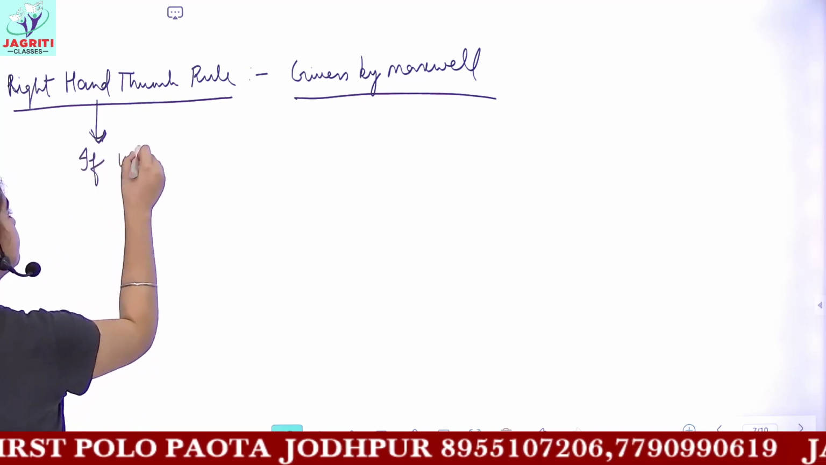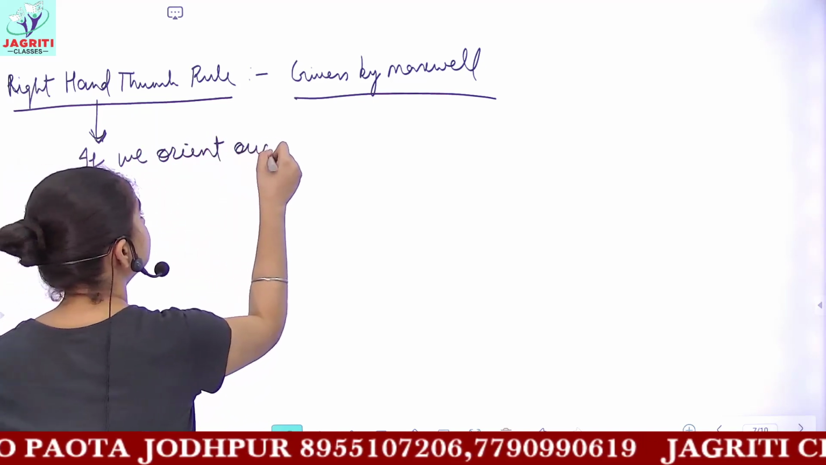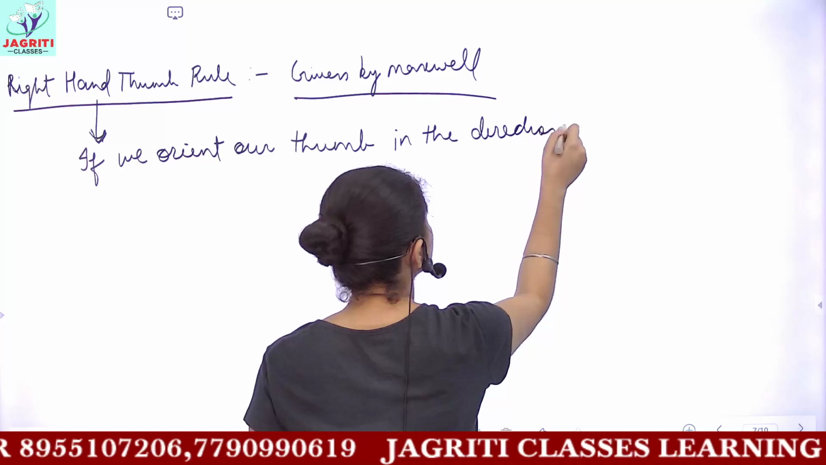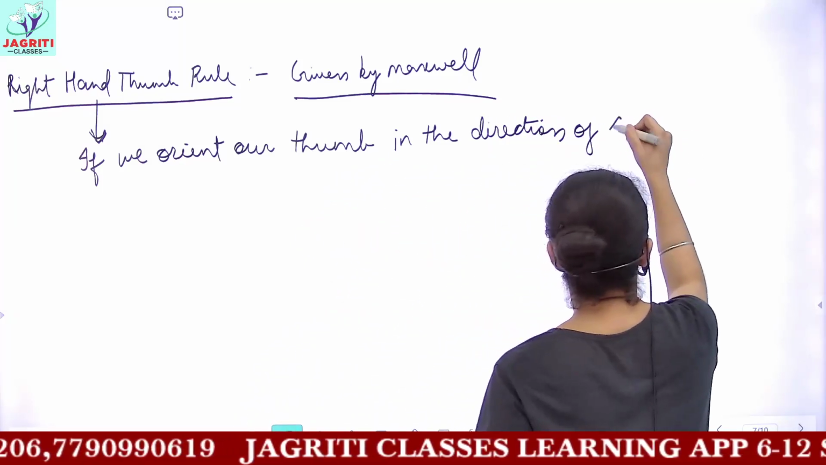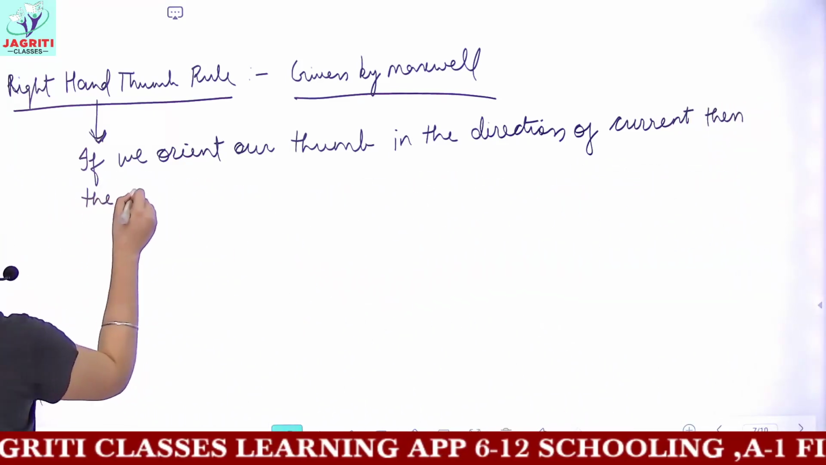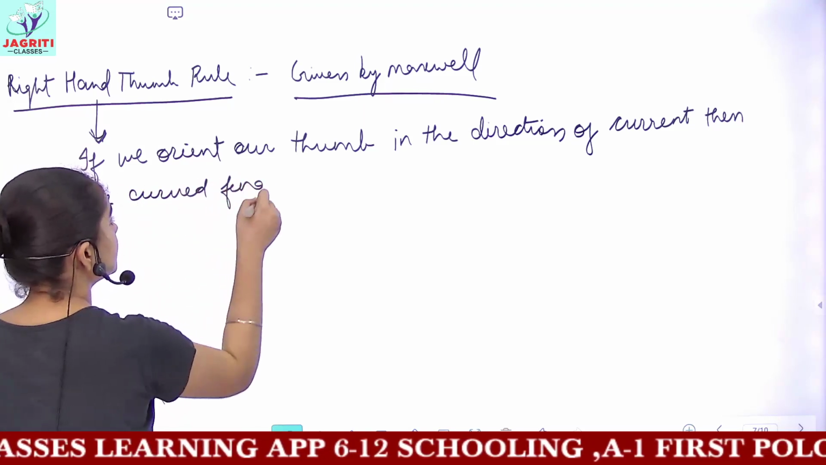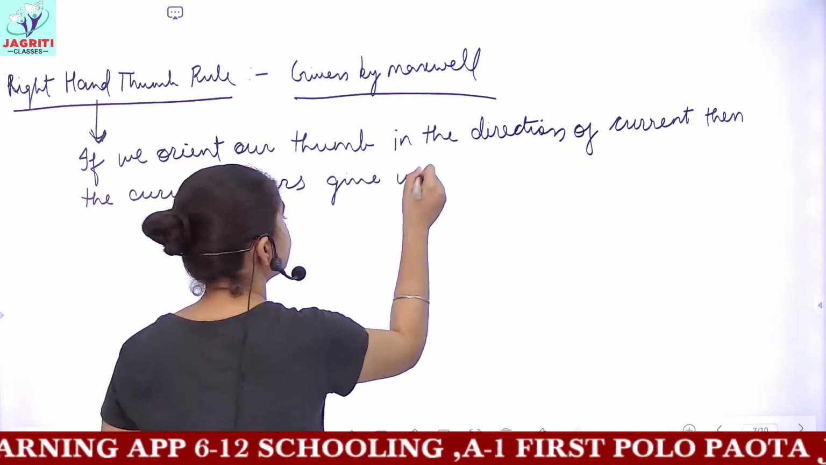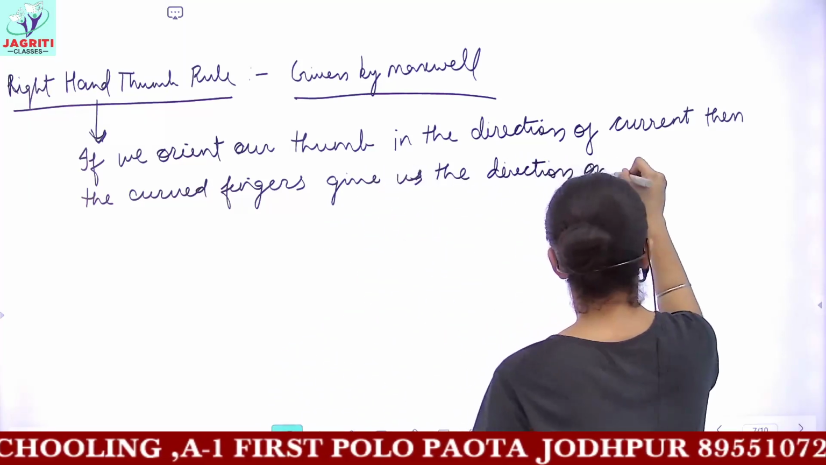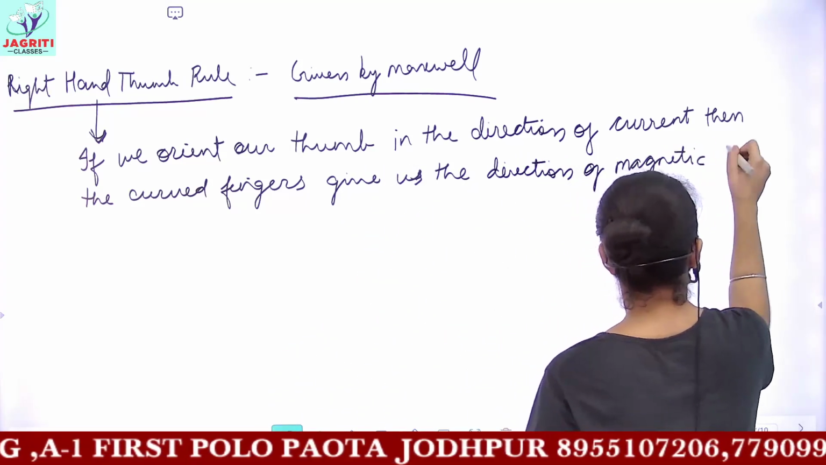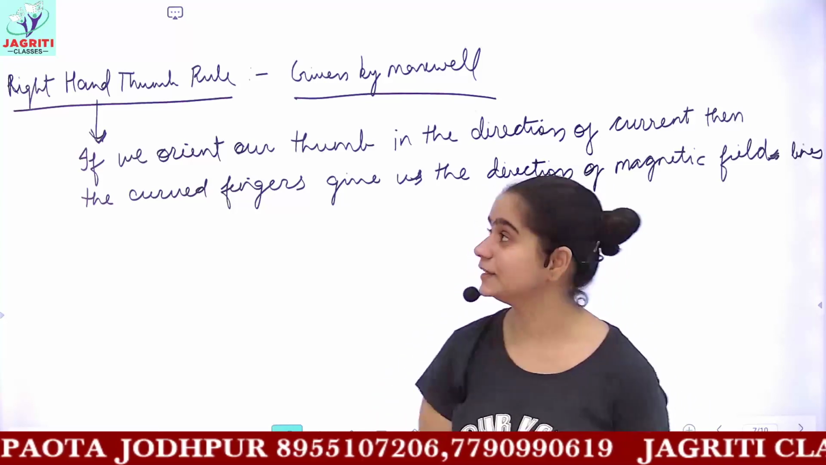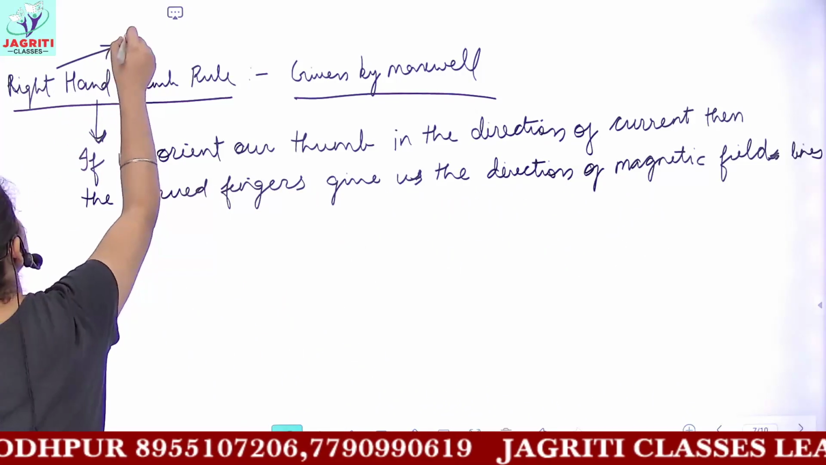if we orient our thumb in the direction of current, then the curved fingers give us the direction of magnetic field lines present around that conductor. And this rule is only used for straight conductors.